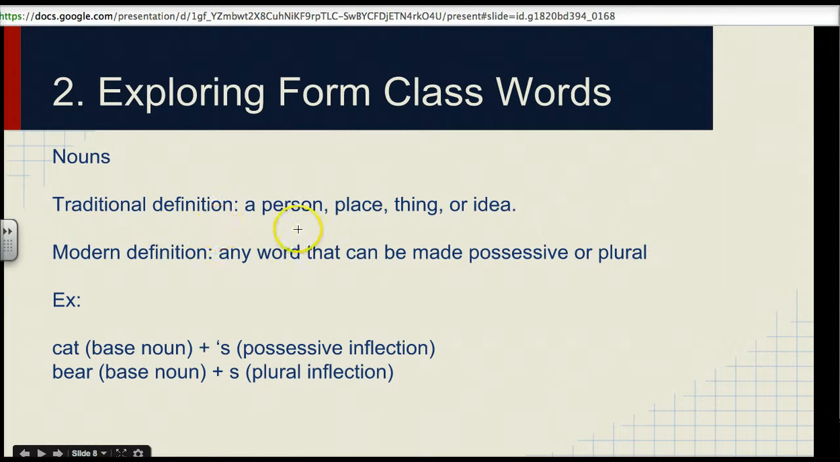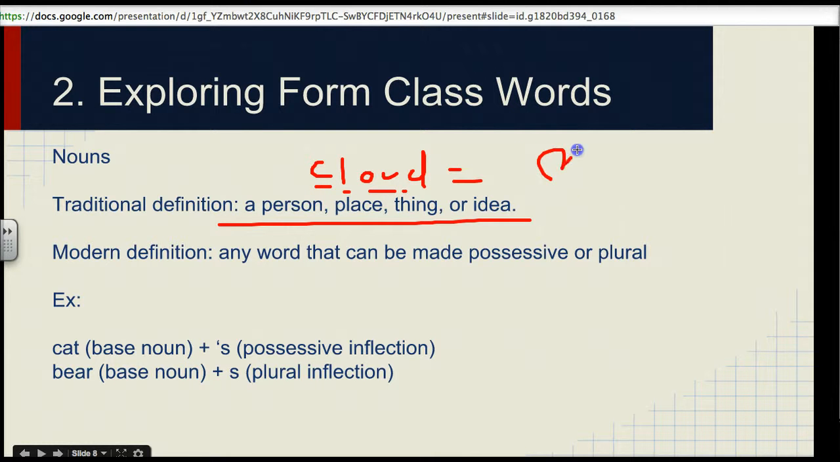So I've got up here a traditional definition: person, place, thing, or idea. And for the most part, that's a pretty good way of thinking about a noun. When we really think about a noun, we have some series of words. So, cloud, some series, a sound, some phonemes strung together that to us signifies in our brains, hey, this fluffy thing up in the sky. So all in all, that's a pretty solid way of thinking about a noun.